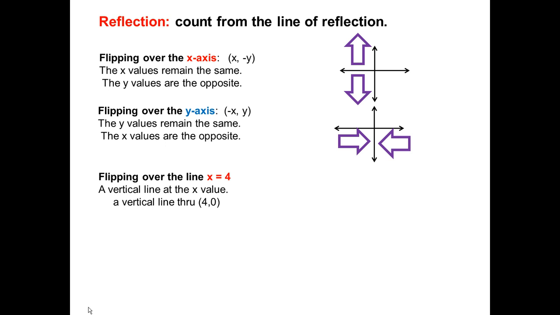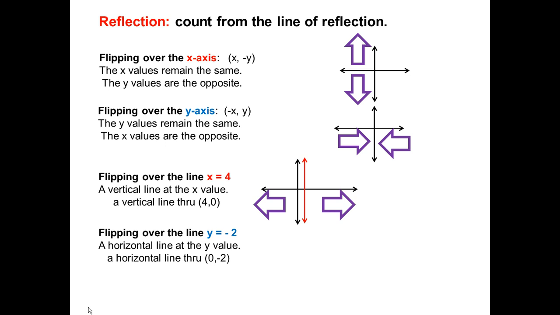Now we have some new ones, flipping over particular lines. Flipping over the line x = 4. The line x = 4 is a vertical line at whatever the x value is. So in this case, it's a vertical line that runs through the point (4, 0). So the first thing you'd have to do is find the line x = 4, a vertical line at 4. Now we take our figure and we're going to fold it or reflect it over. When you count the figure, you're going to count from the line of reflection, not necessarily the x or y axis.